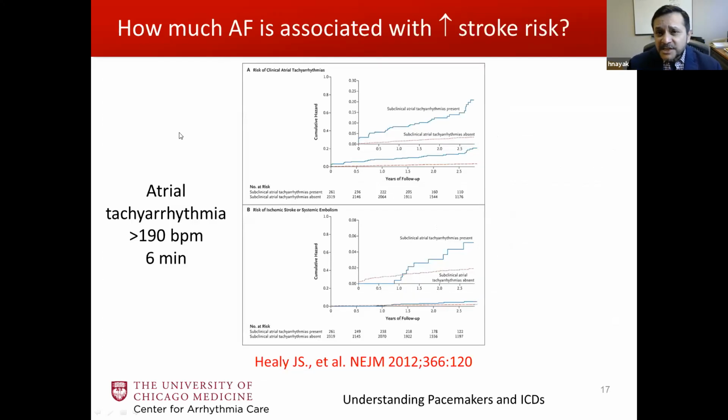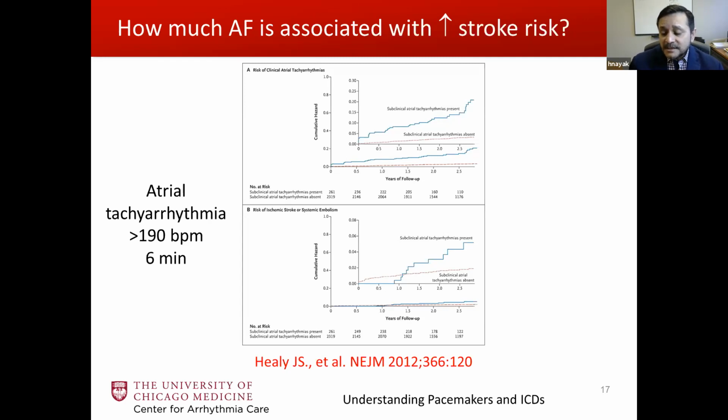So the question is, how much atrial fibrillation is associated with stroke risk when you see these types of electrograms or events on patients who have implantable devices? Remember that the ASSERT study, published in 2012, was one of the first studies to bring this to light. They defined atrial tachyarrhythmia as anything greater than 190 beats per minute lasting more than 6 minutes, and it was associated with an increased risk for stroke. That caused an uproar amongst the electrophysiology community: oh my goodness, 6 minutes of this could increase stroke risk.